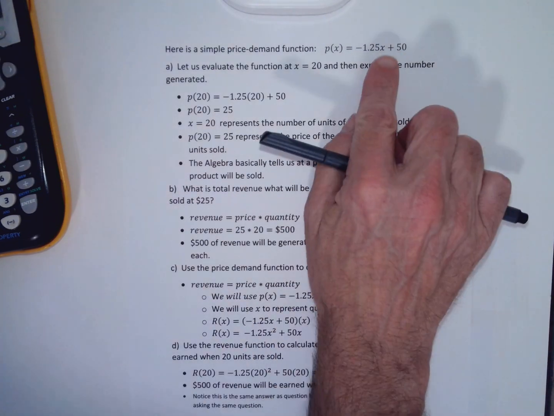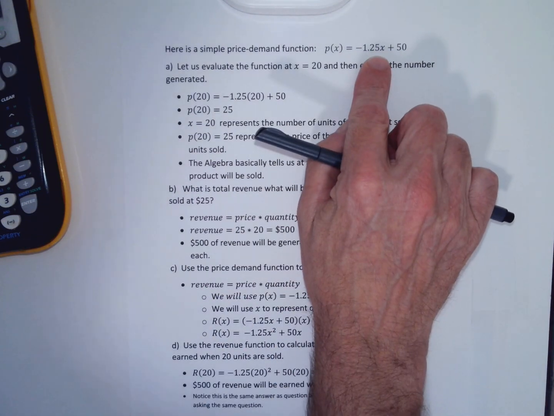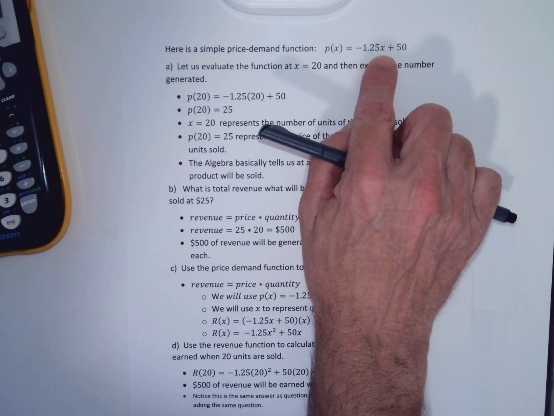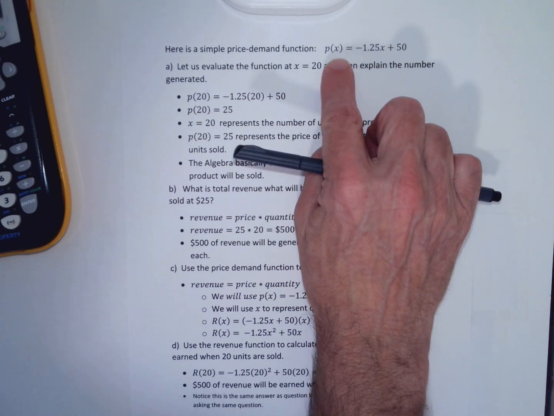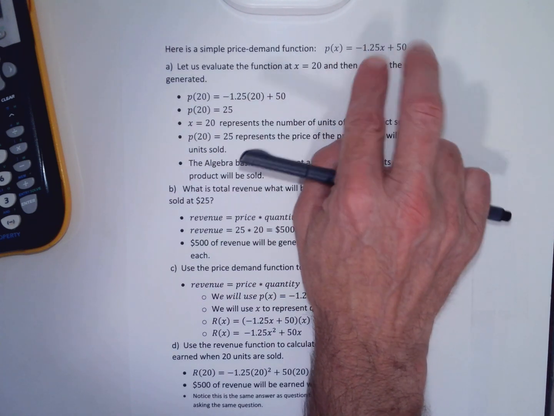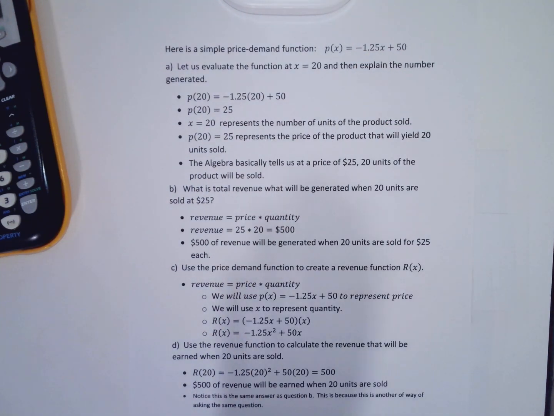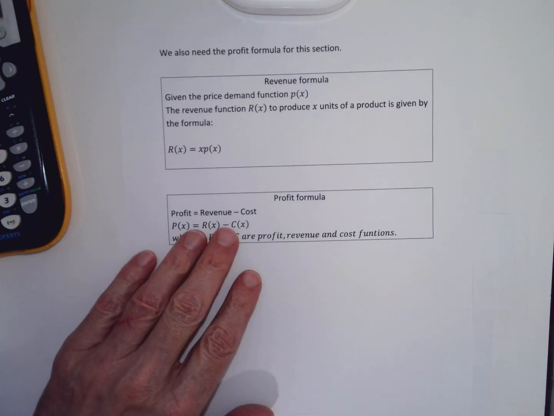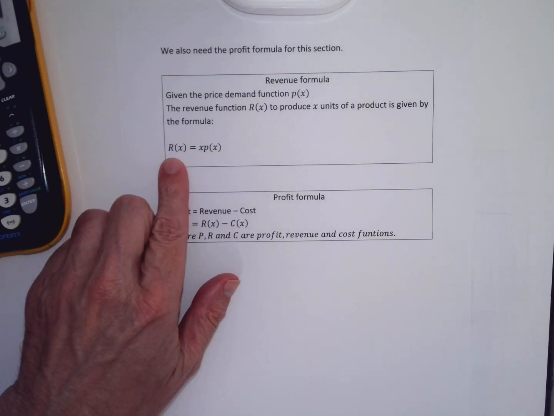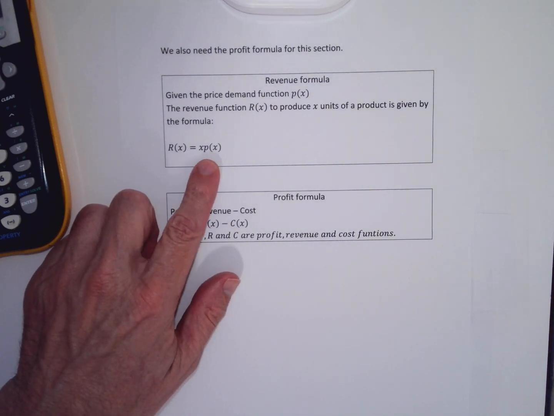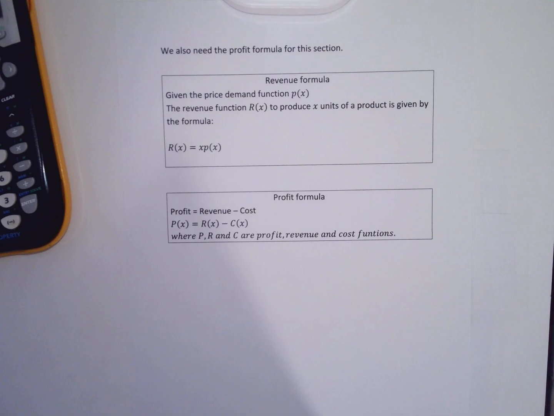The important thing is this price demand function, we're going to see again in this section. The X in the price demand function is the number of units that you want to sell of a single product. What you get out is the price. And if you multiply a price demand function by X, you create a revenue function. And that's just formalized here. Revenue is X times the price demand function, where X is the number of units and P of X is the price.